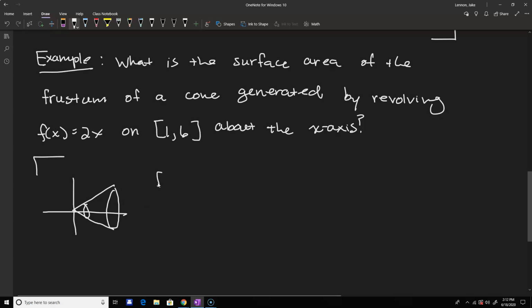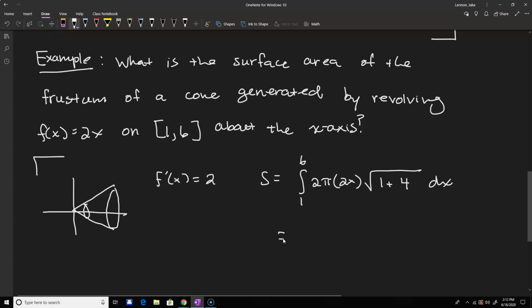So again, f prime of x here is going to be very simple. It's just going to be 2. So in cases like this, the surface area integral is going to be very reasonable because that'll just be a constant, whatever we're taking the square root of. Okay, so we should be taking the integral from 1 to 6 of 2 pi times f of x, which in this case is 2x, times the square root of 1 plus f prime squared. So 1 plus 2 squared, so 1 plus 4 dx.